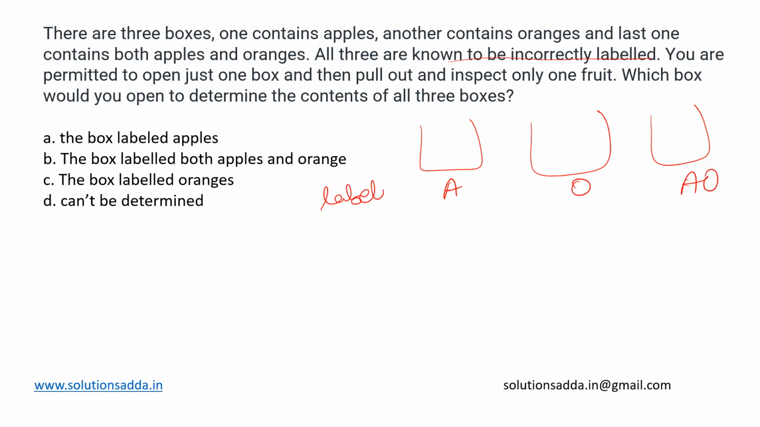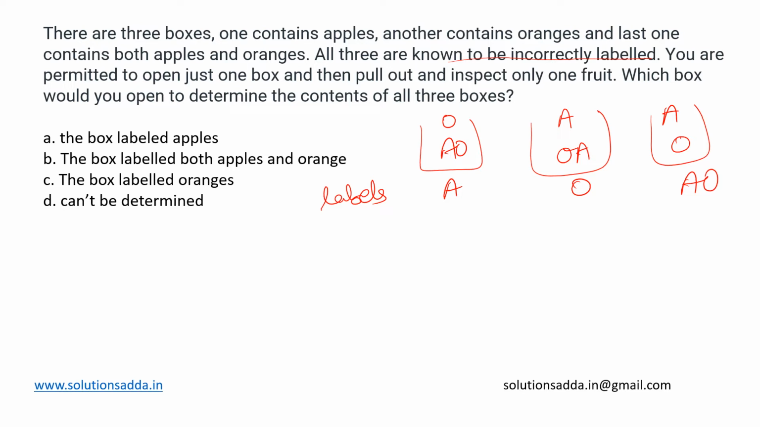Now if these are the labels and all are incorrectly labeled, then the contents of the first box can be either orange or apple-orange. For this one, the contents can be apple or apple-orange. The last one can have either apples or oranges. Now we basically need to determine the correct contents of all the three boxes in just one operation.